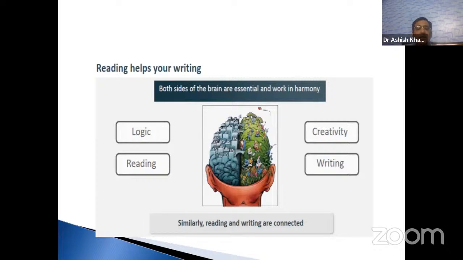Okay, so the thing is, whenever we are thinking, there are two parts of a brain. One is the left side, and another one is the right side. Both are connected. One portion is important for logic and reading, and the other portion is important for creativity and writing. So a good researcher could be considered as a researcher who has a balanced mind. And to get a balanced mind, you should be doing meditation and yoga.